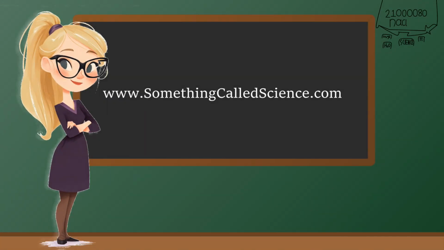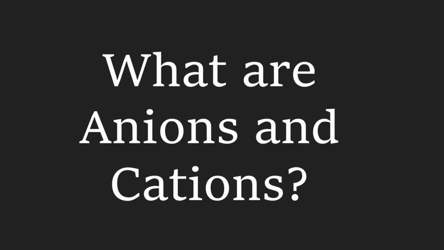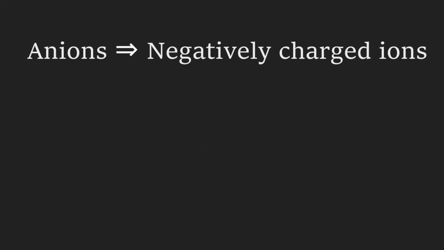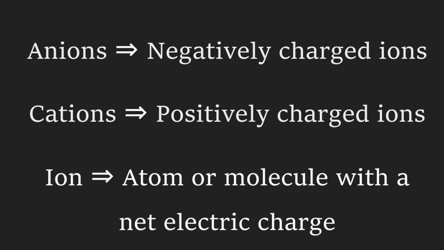Today we'll talk about the fascinating topic of anions and cations. You might have heard the terms before, but what exactly are anions and cations and why are they important? Let's break it down. So let's define what anions and cations are. Anions are negatively charged ions, while cations are positively charged ions. Remember, an ion is an atom or a molecule that has a net electric charge.